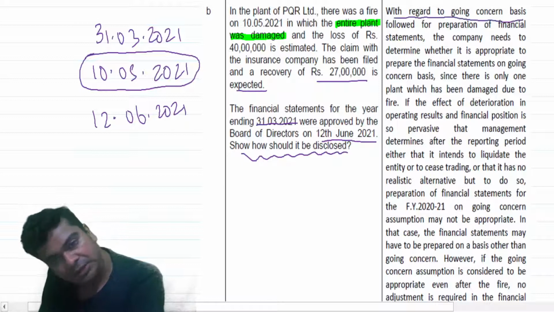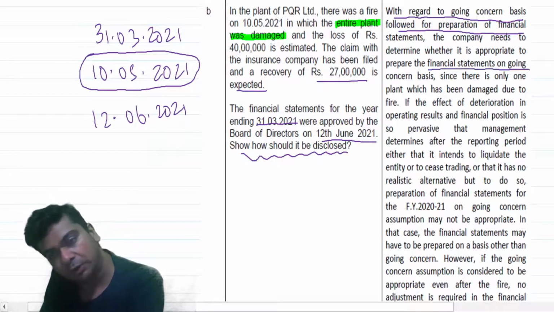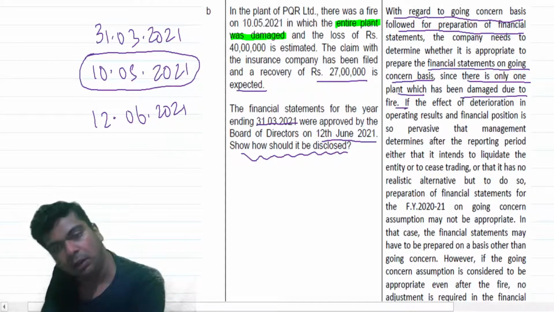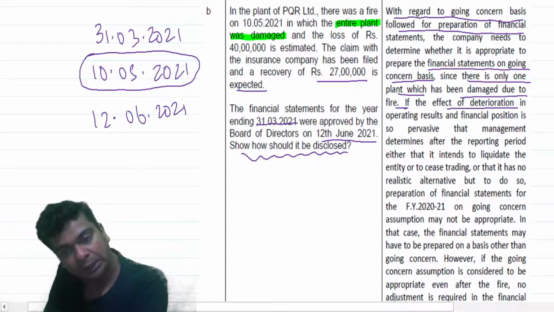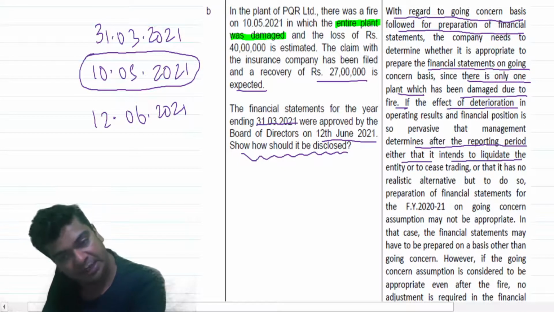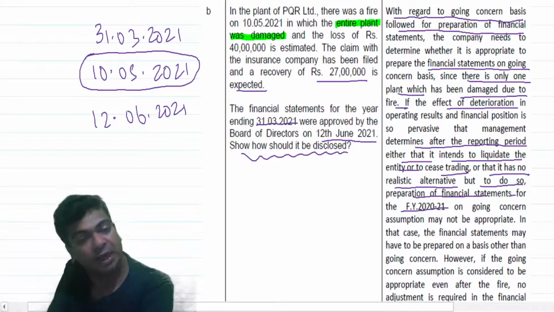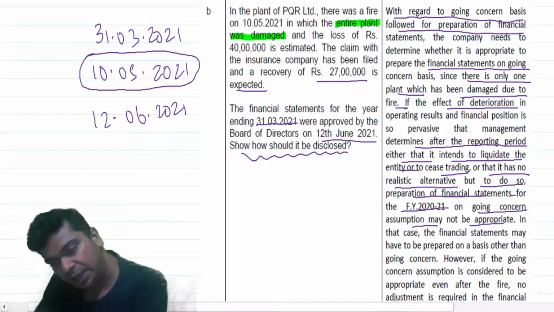With regard to going concern basis followed for preparation of financial statements, the company needs to determine whether it is appropriate to prepare the financial statements on going concern basis, since there is only one plant which has been damaged due to the fire. If the effect of the deterioration in the operating results and financial position is so pervasive that management determines after the reporting period either that it intends to liquidate the entity or to cease trading, or that it has no realistic alternative but to do so, preparation of the financial statements for the financial year 2020-21 on going concern assumption may not be appropriate.